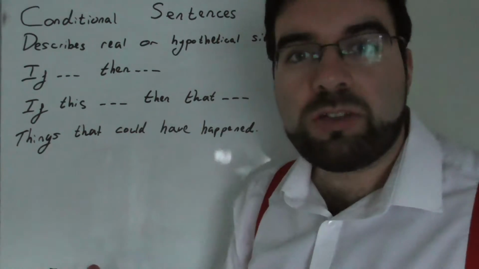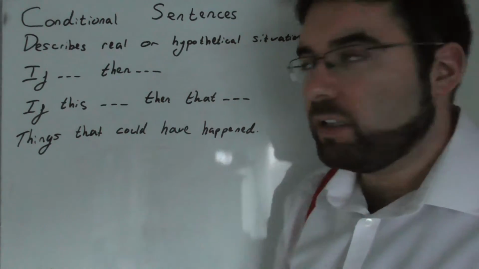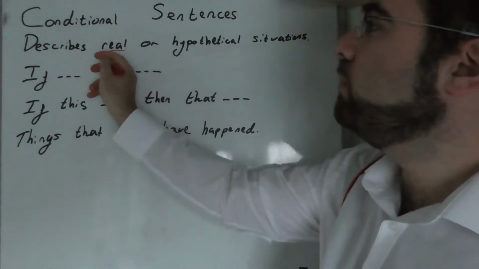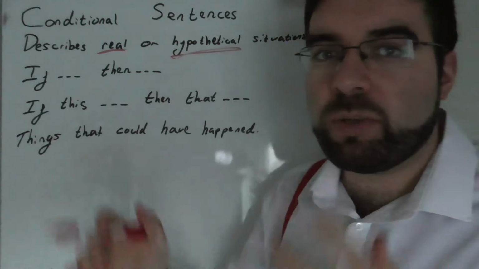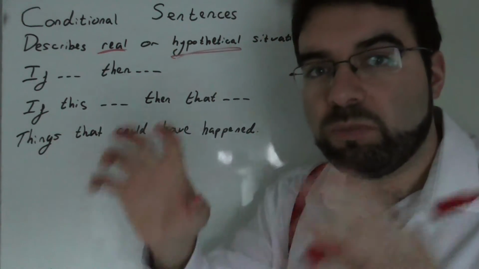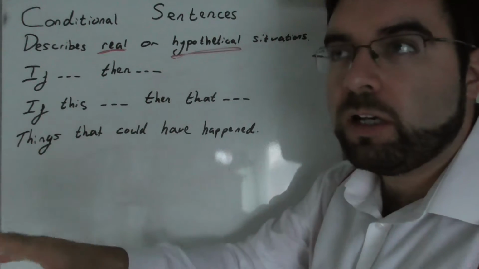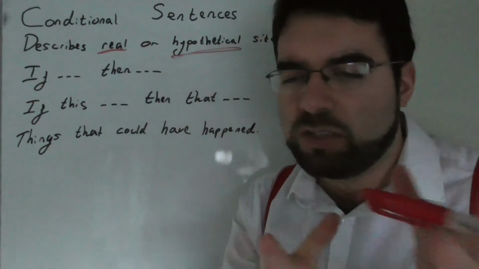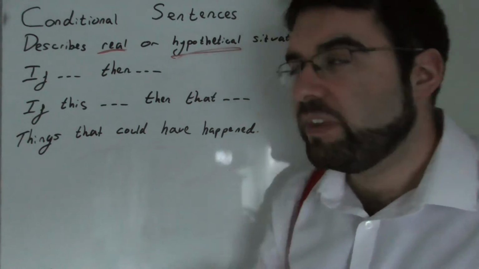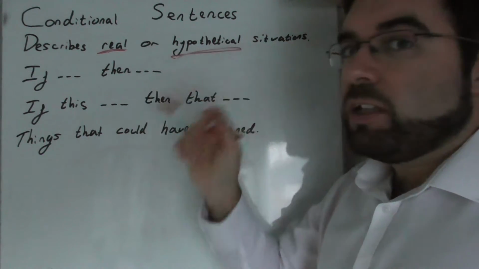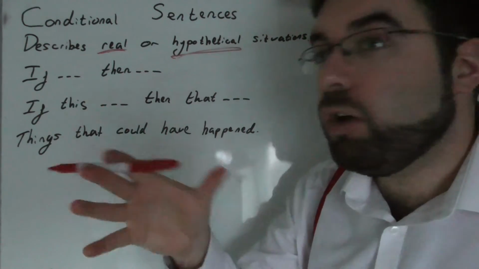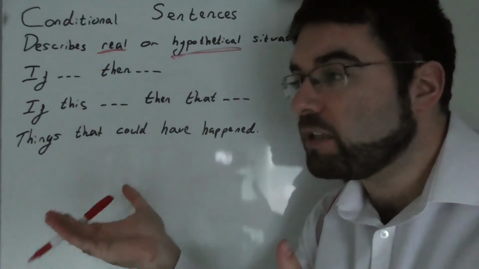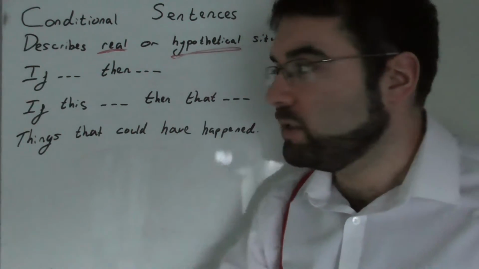Okay, so conditional sentences. What are they exactly? They talk about real or hypothetical situations. Real being tangible, and hypothetical, like maybe this or maybe that kind of situation or circumstance. So we're describing things that could be true, that may or may not necessarily be true. Maybe if we did this, maybe if we did that, then different realities would exist.